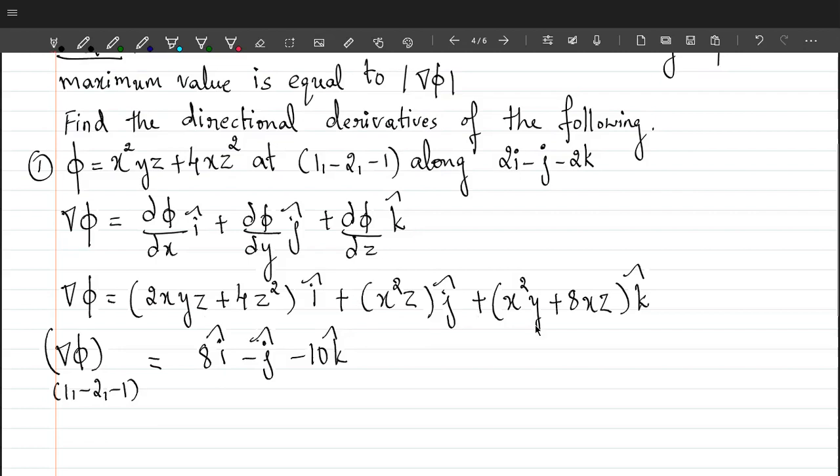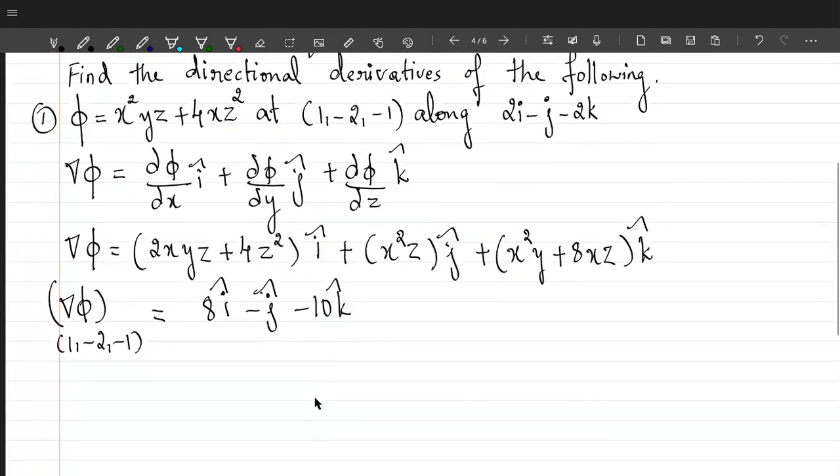X square y. X square is 1 and y is minus 2. So this term here becomes minus 2. 8xz. X is 1 and z is minus 1. So I think here you should be getting minus 8. Minus 8 and minus 2. So that should be minus 10 k cap. So del phi is done anyway.